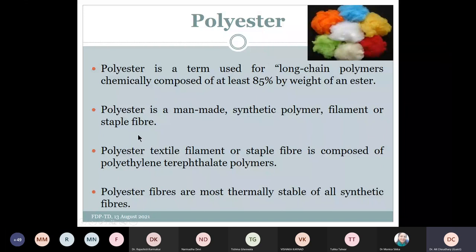Polyester is available in the market in the filament form and also in the staple form, and the staple forms can be easily blended with any other fibers, either natural or synthetic. A textile filament or staple polyester fiber is composed of polyethylene terephthalate polymers, PTA. PTA polyester fibers are the most thermally stable of all the synthetic fibers and fulfill almost all the requirements of apparel. So this fiber is widely recommended for the range of apparels.